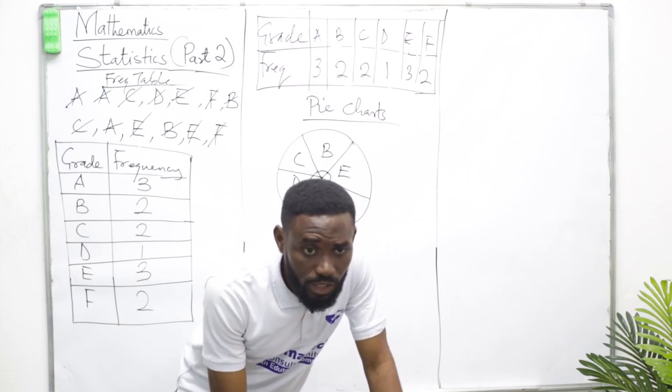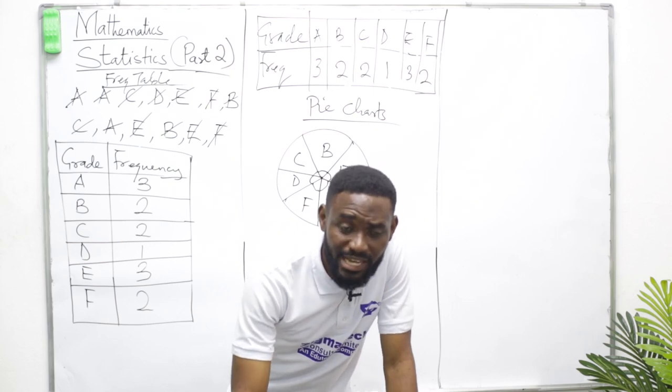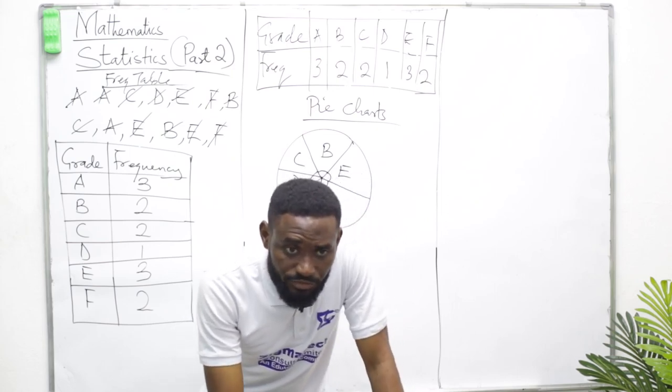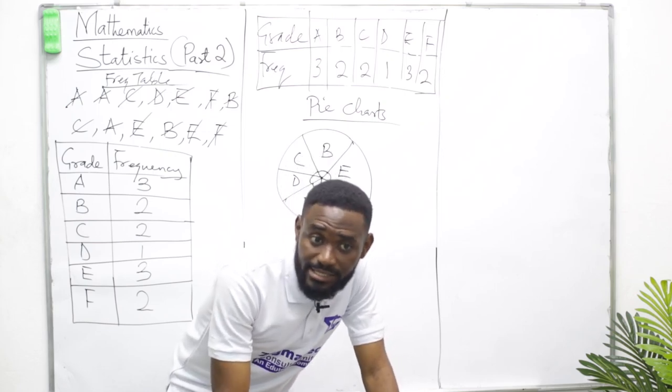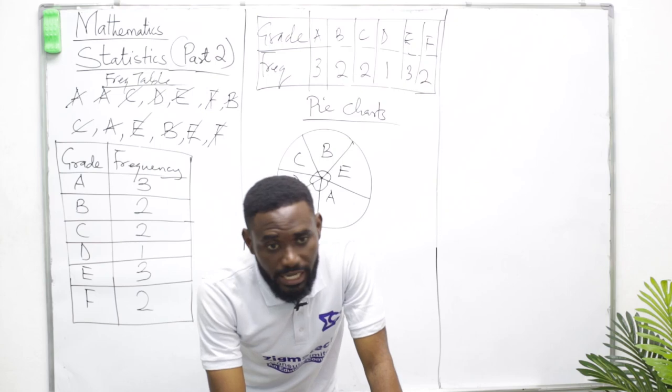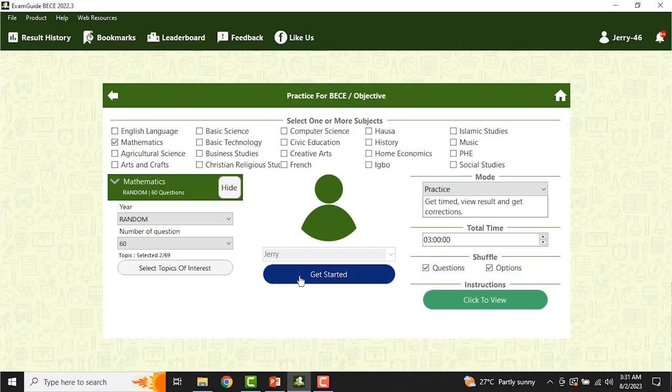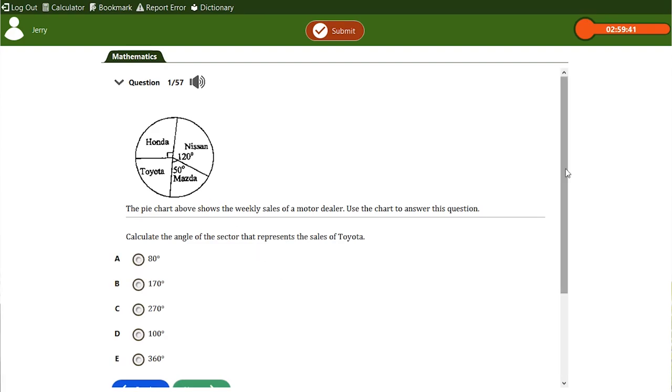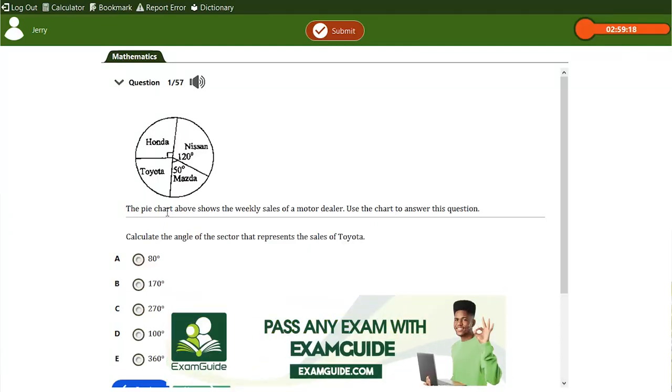Okay, so let's look at interpreting and solving data presentation, some data presented in pie charts and tables from the exam guide app. So let's just look at that, okay? So let's look at this. This question says, the pie chart above shows the weekly sales of a motor dealer. Use the chart to answer this question. That is the question below. What is the question? Calculate the angle of the sector that represents the sales of Toyota.